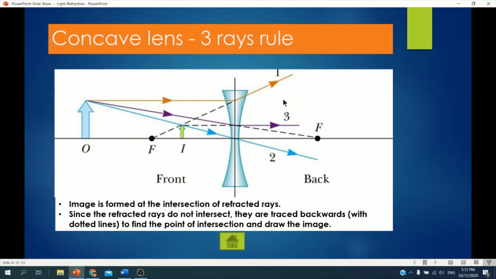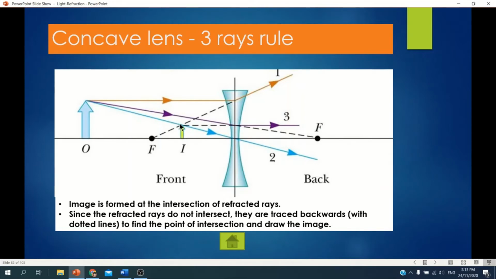So to get the point of intersection between this refracted ray, so we trace back. So you see, we trace back with dotted lines. So this one we trace back, and this we trace back. Okay, this one, of course, is the same path, so we don't have to trace back. It is this line. So you see, these three refracted rays, they intersect here. Therefore, this is the place where the image is formed.